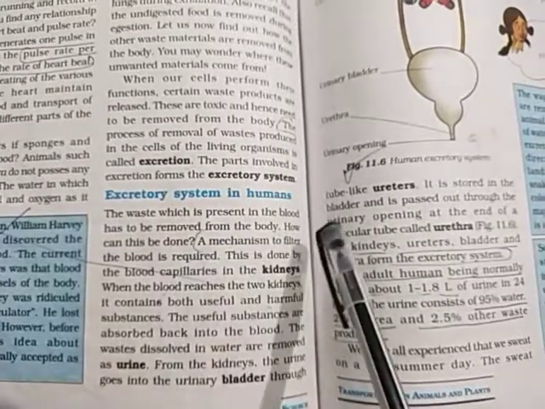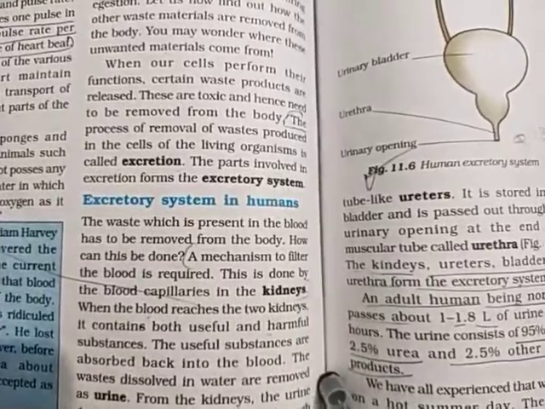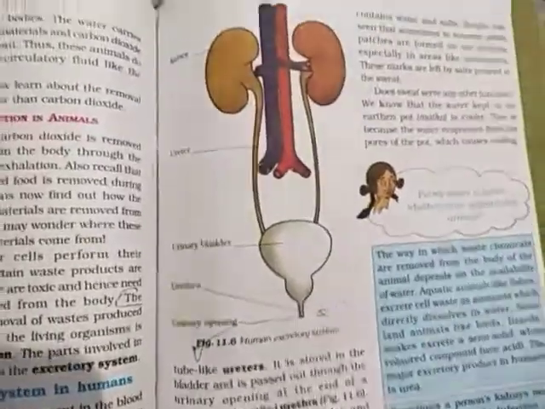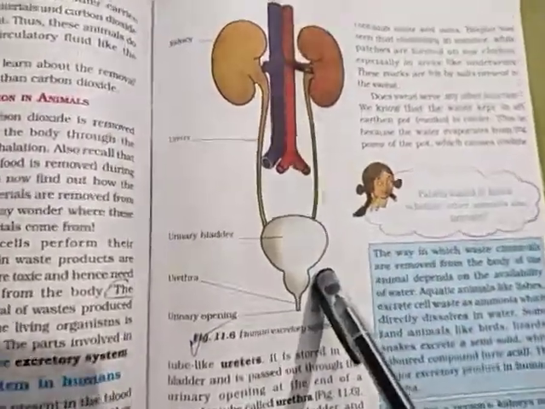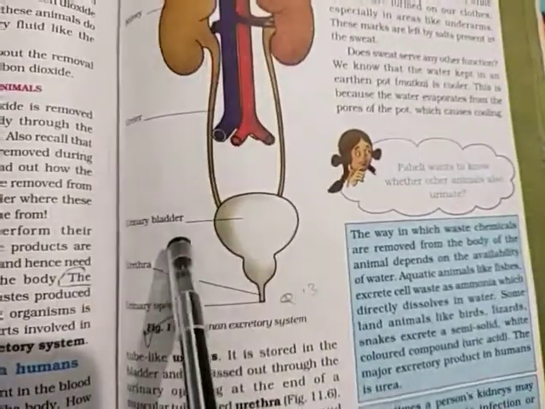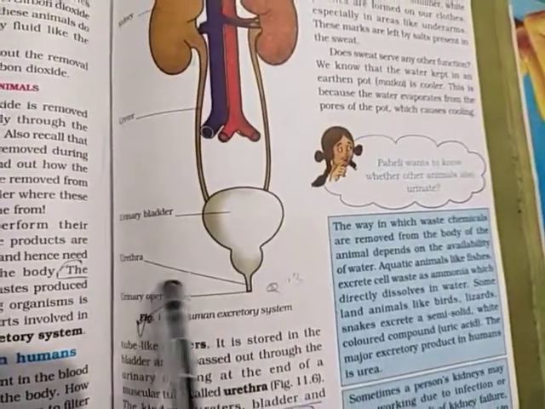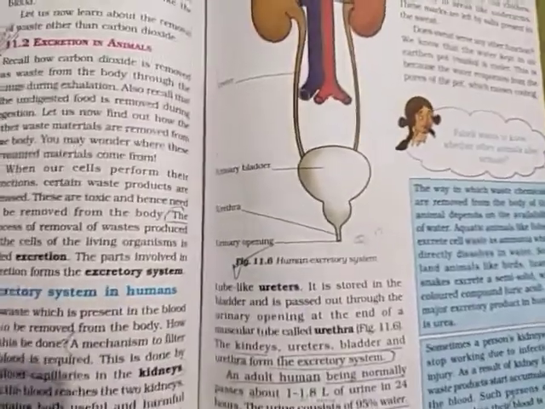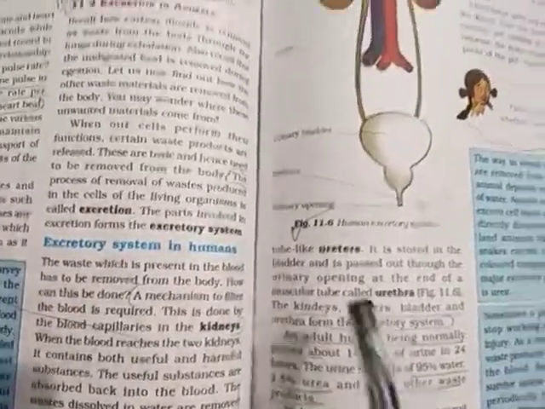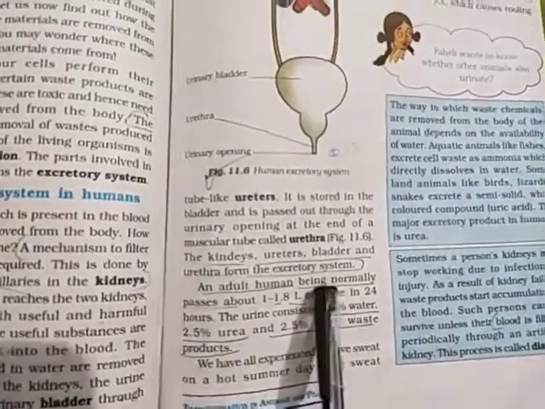In the human excretory system, the major organ is the kidney. Every human being has two kidneys, bean-like structures. Two tubes are attached to the kidneys, and then there is a bag-like structure, the urinary bladder, where urine is collected, and the opening, the urethra, by which urine is discarded from the body. So the kidneys, ureters, bladder and urethra form the excretory system.